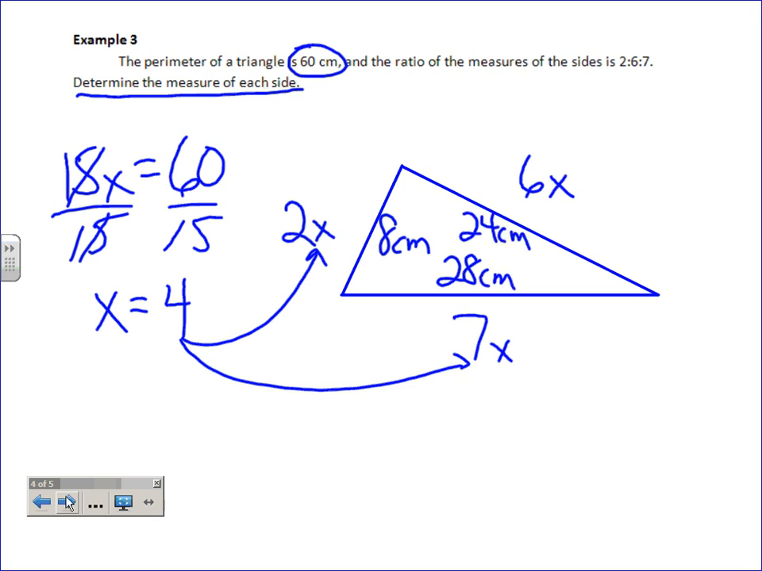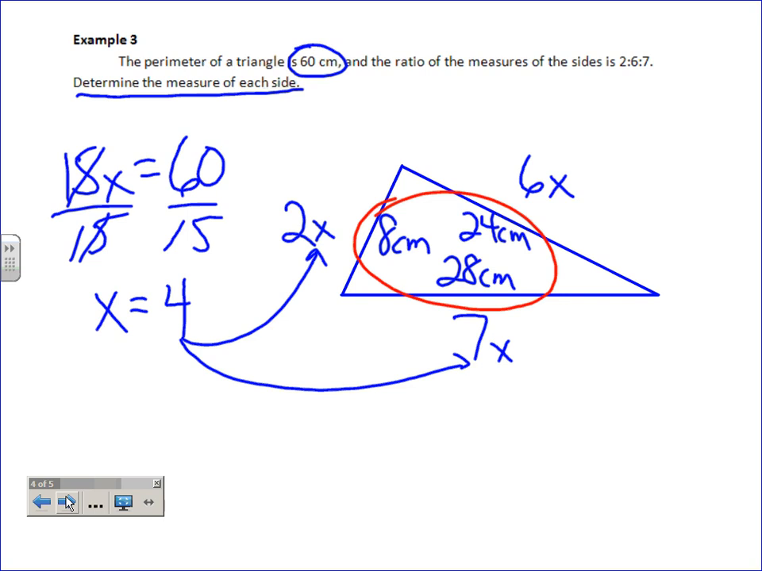And what would be a pretty quick way of checking to see if you did that right? Yeah, does that get you to 60? It does. So there are the measures of your side. And do they still have a 2 by 6 by 7 ratio? Yes. Now imagine had you not been taught that, you see this on an ACT, you start guessing numbers. You know, it's like, what's going on?